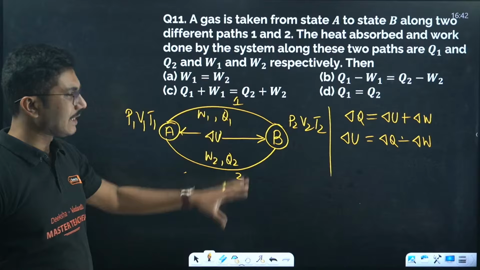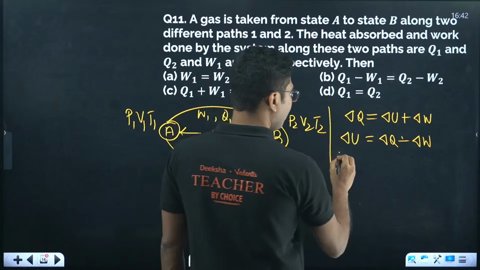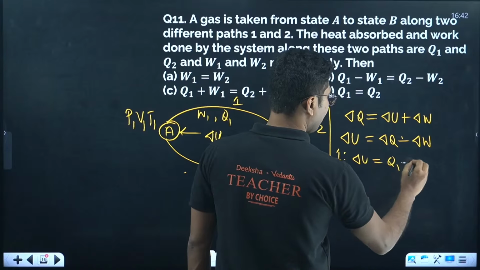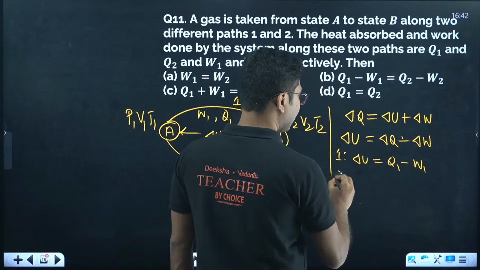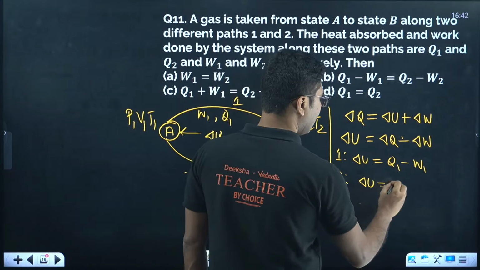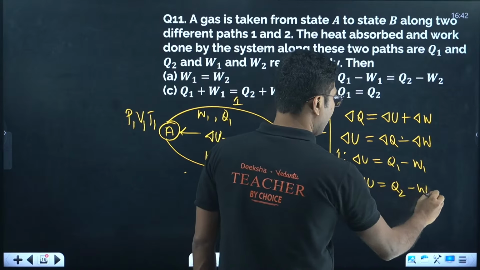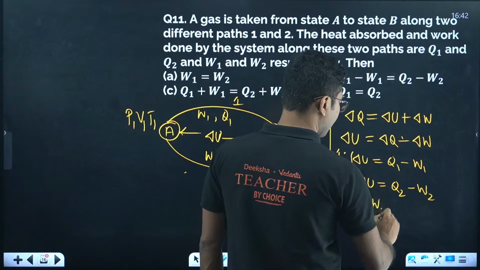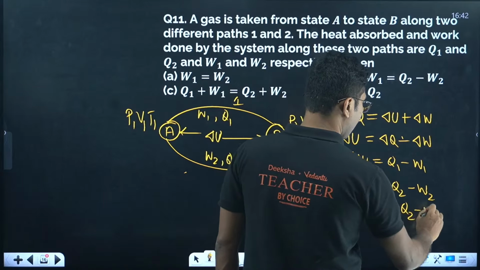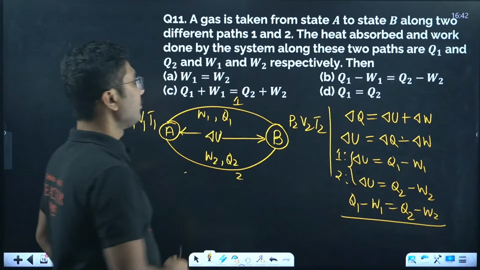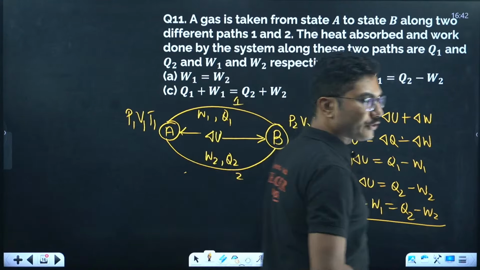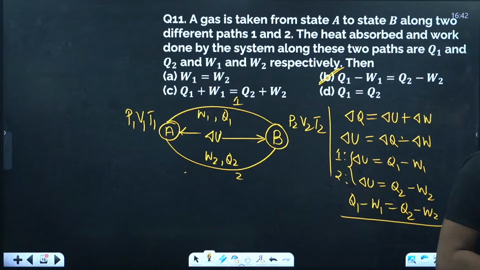Now we will use this concept for case number 1. For case number 1, the change in internal energy is Q1 minus W1, and for the second case it is very simple, same thing, Q2 minus W2. Because the changes in internal energy are the same, Q1 minus W1 must be equal to Q2 minus W2. Okay, so Q1 minus W1 equals Q2 minus W2. So option B is correct. 50% of you have answered correctly.